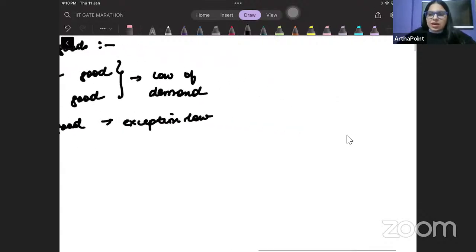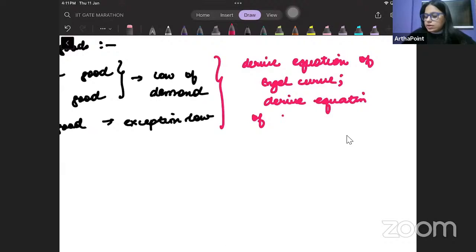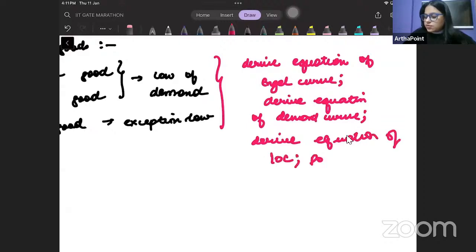So what can come in exam, mathematically bhi aa sakta hai, they may ask you, derive the equation of Engel curve, or derive the equation of your demand curve, or they may ask you, derive the equation of income offer curve or price offer curve. Like that, they can ask you in exam. They can give you 4 options and they will ask you, which of the following represents the equation of the Engel curve?